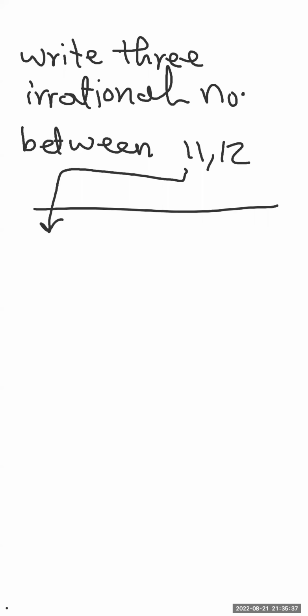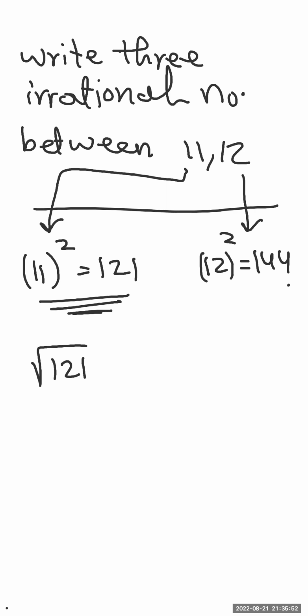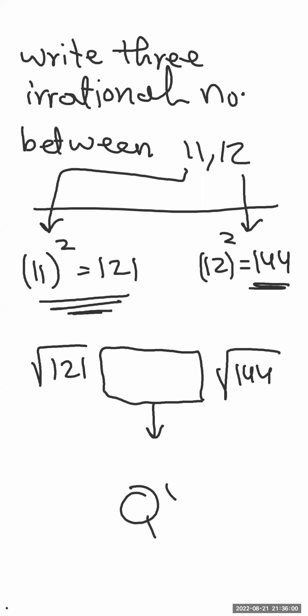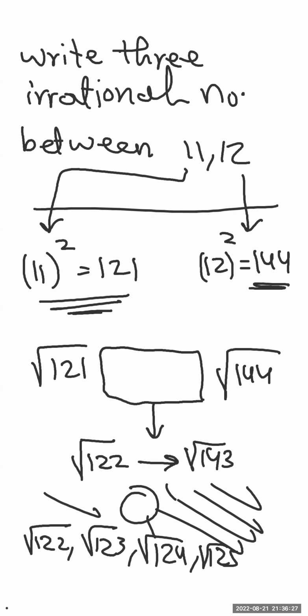11 squared equals 121. 12 squared equals 144. So this is the first perfect square, the square root of 121, and this one is the perfect square 144. The square roots which are in between are irrational numbers. So you mean square root of 122 till square root of 143? Yes, of course. So I can write down square root of 122, square root of 123, square root of 124, square root of 125. All these numbers and more till square root of 143 are irrational numbers.